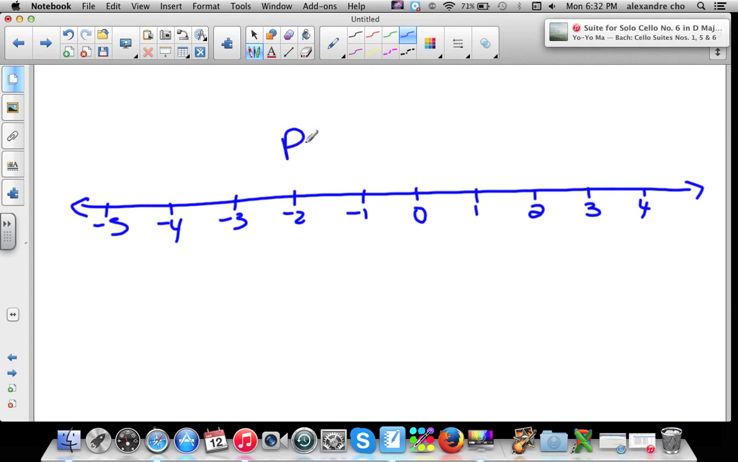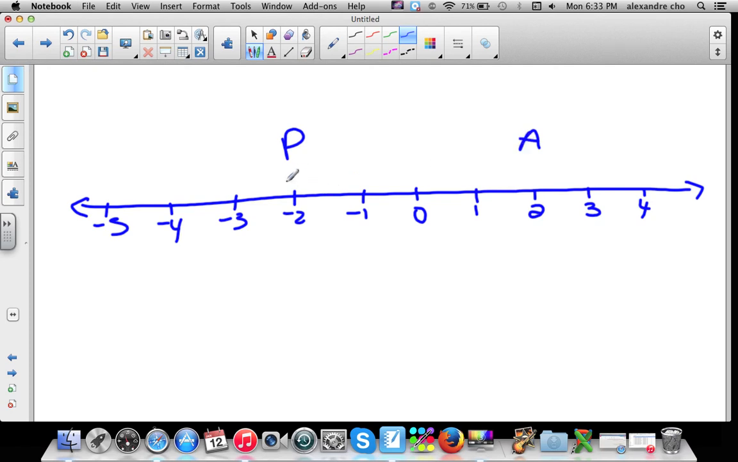Okay? So let's go to our first set of instructions. It says locate A, which is the opposite of P. Well, the opposite of P, which is negative 2, would be positive 2. So we'll call that A. Check. And then label point B, a number less than P.